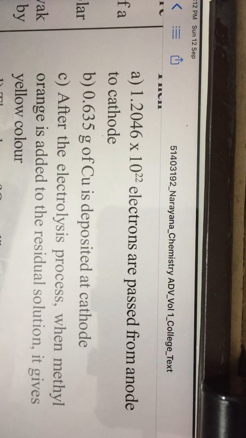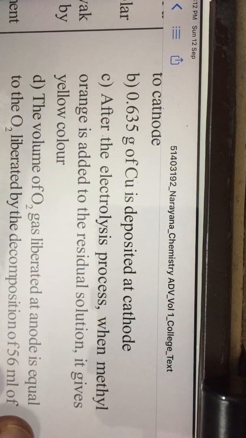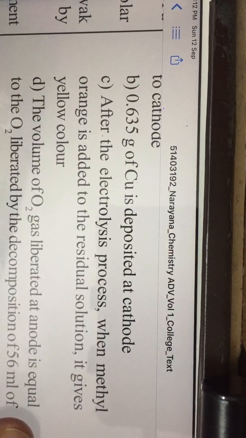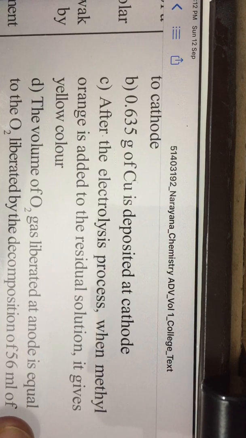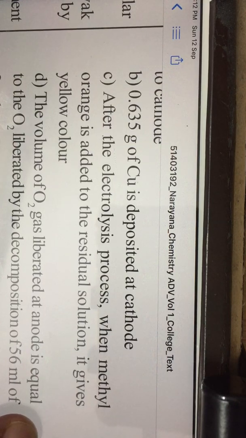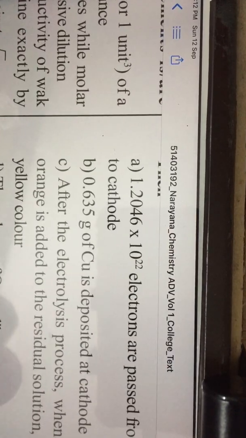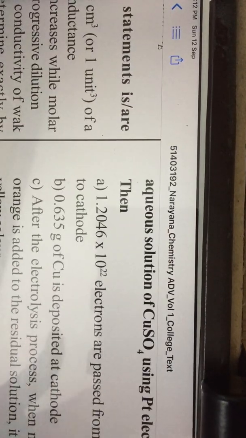Option D, the volume of oxygen liberated at anode is equal to the oxygen liberated by the decomposition of 56 ml of 2 volume H2O2. Do you know 2 volume H2O2 when decomposed, for 56 ml, the volume of oxygen you get is 56 into 2, 112 ml. And you know 0.02 Faradays will always give 112 ml oxygen. Therefore, option D is right. So, these are some questions which have more than one correct option. Try to solve such questions.